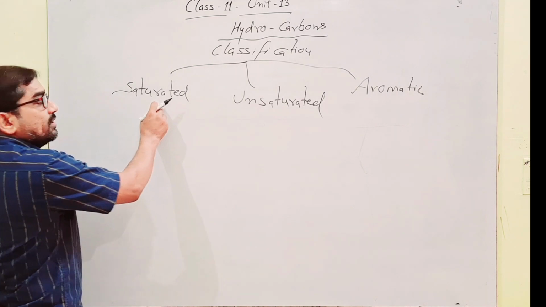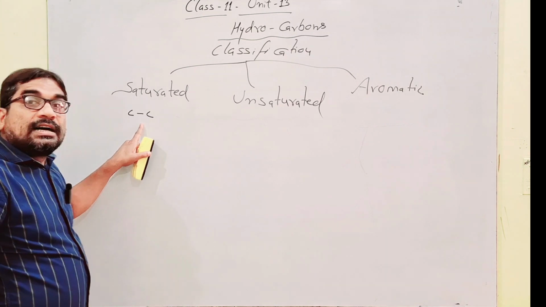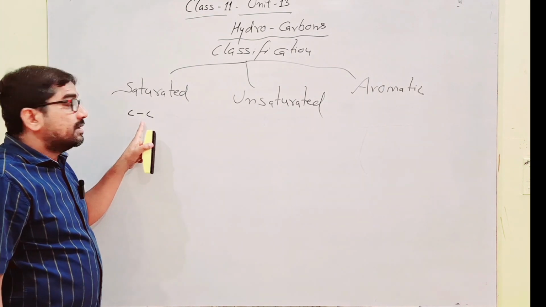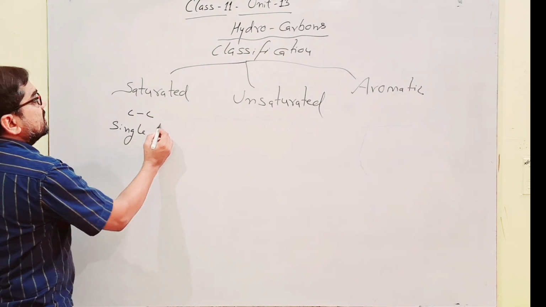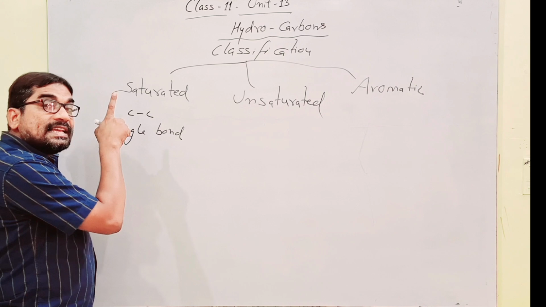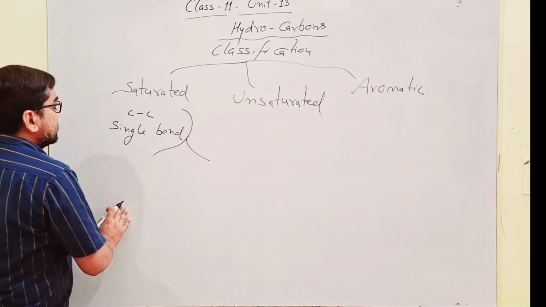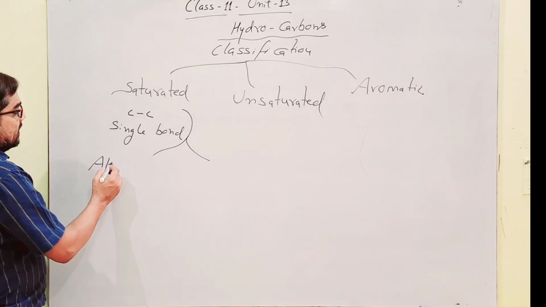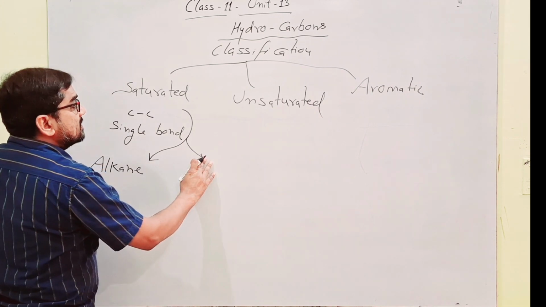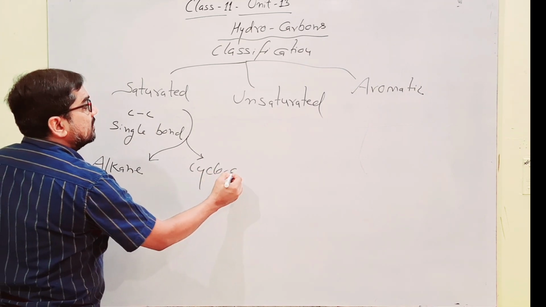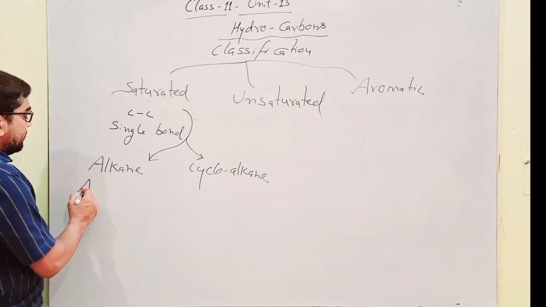So first, saturated hydrocarbons: when all the carbon bonds are single bonds, they are called saturated hydrocarbons. Saturated hydrocarbons are again categorized as alkane and cycloalkane. Here alkanes are aliphatic.